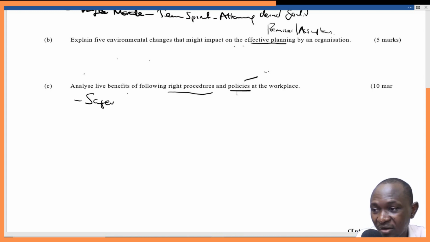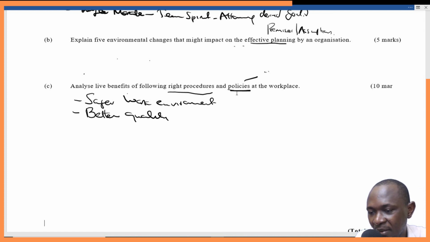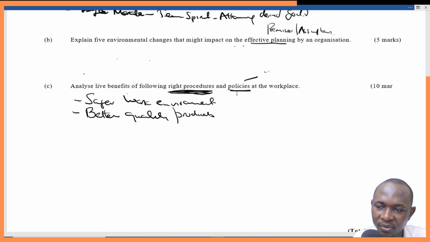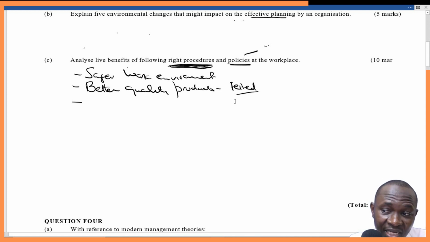Number 1, a safer work environment. Now that we've mentioned the drug abuse policy, a safer work environment. The policies define the environment that you are supposed to be working in. They tell you what is allowed and what is not allowed, and at the end, we will have a safer working environment. We are also likely to have better quality products, especially if we have the right procedures. By the time we say this is the procedure, it means it must have been tested and found to give the best results. So if we follow the right procedures as stipulated, we are assured to a great extent of better quality products and improved productivity.